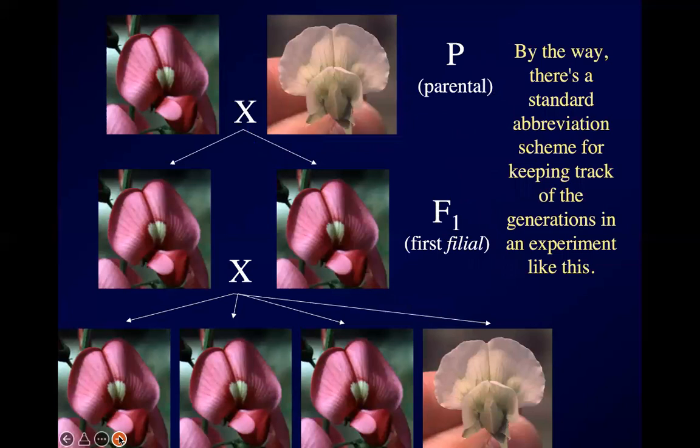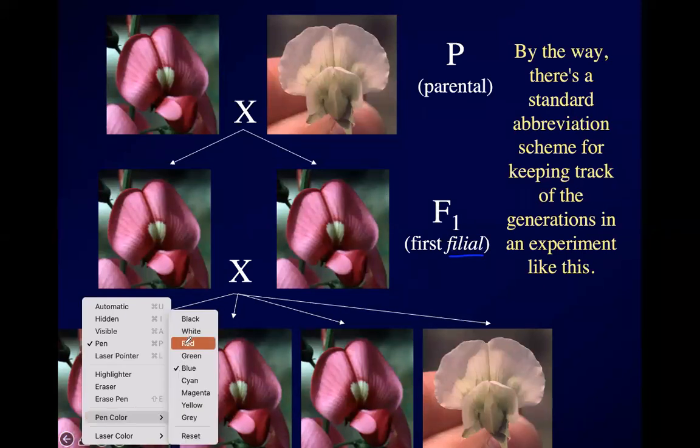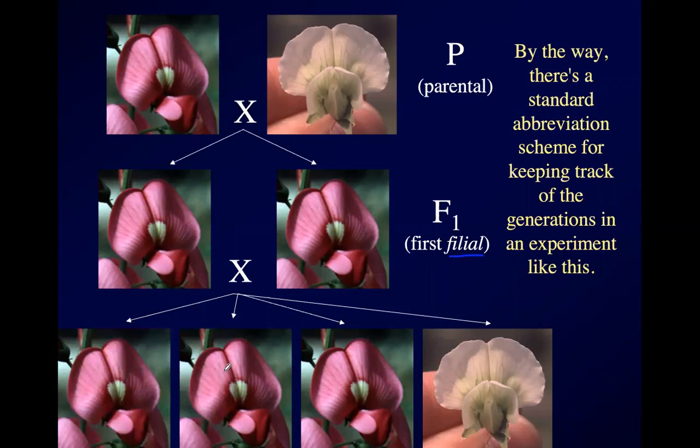By the way, when we talk about experiments like this, there's actually a standard abbreviation scheme, and I'm going to use it a lot. If we do an experiment where we crossbreed two different varieties of something, be they pea plants or whatever, the parents that we cross to start our experiment off are called the P generation, and the P stands for parental. The offspring that we get collectively make up the F1 generation, and F in this case stands for filial. Filial comes from the Latin word for offspring, for either daughter or for son. A son in Latin is filius, a daughter is filia. Filial means offspring, child, son or daughter.